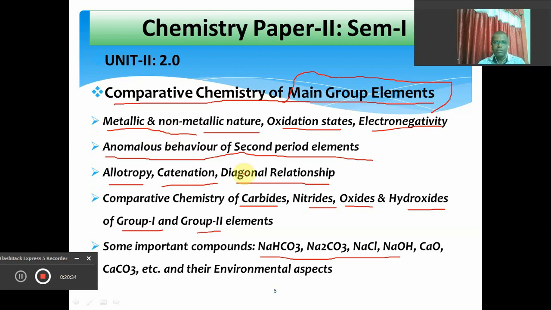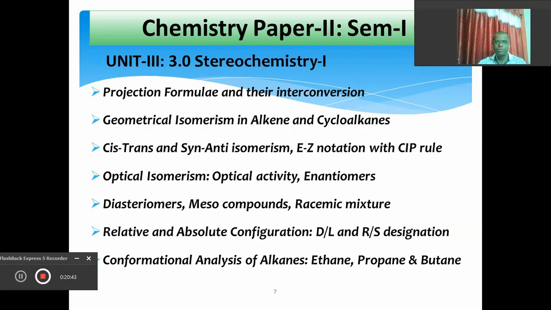So this topic, comparative chemistry of main group elements, will be taught by another teacher of the chemistry department. This is stereochemistry, which is unit number 3 in chemistry paper 2 that I am going to teach you. Definitely I will teach you unit number 1 and unit number 3. This topic is entitled stereochemistry in unit number 3, based upon organic chemistry.